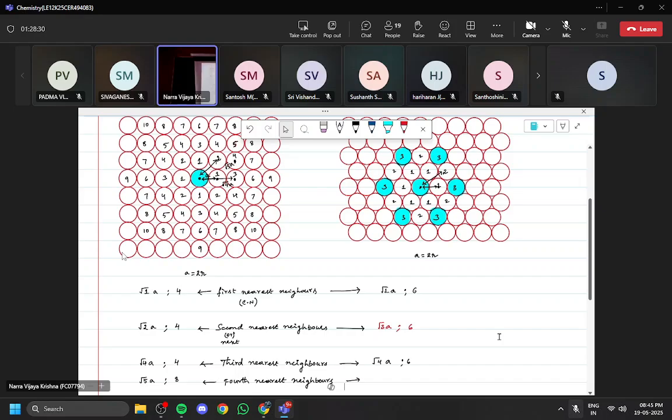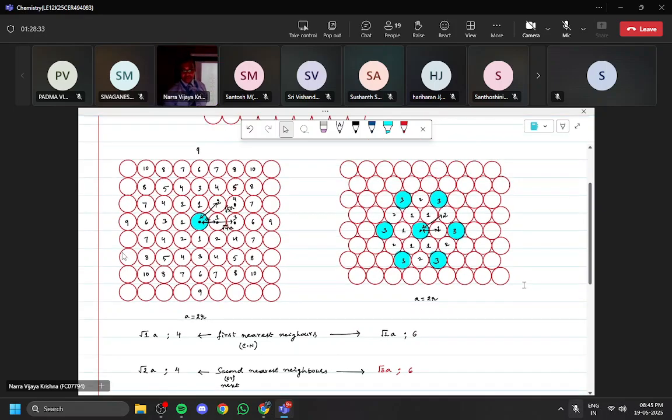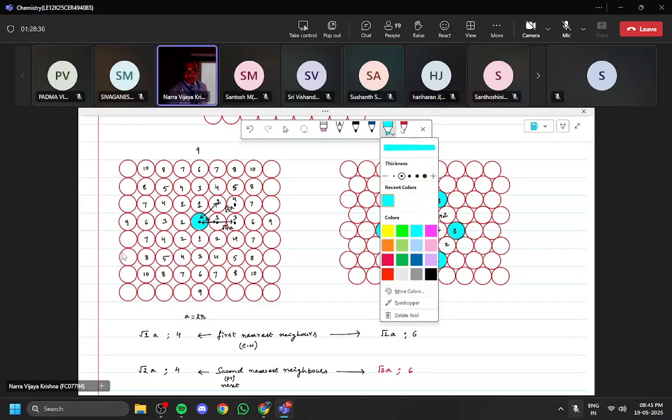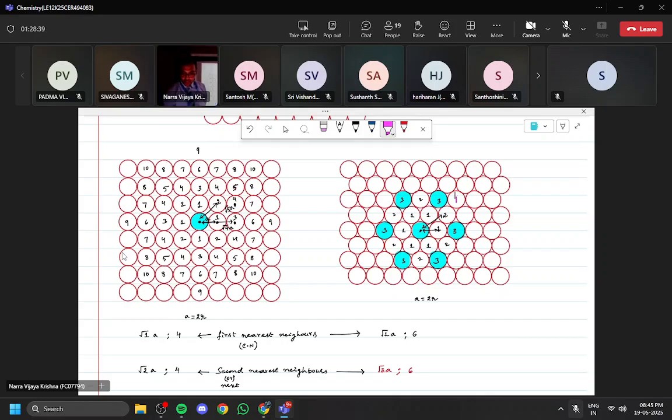And this is a, this is a. Now, fourth nearest neighbor, sir. Where is the fourth nearest neighbor? What about this? And what about this? Whether both are at the same distance or different? From here to here, from here to here, whether these two are at the same distance or not? Same or different? Same, huh?